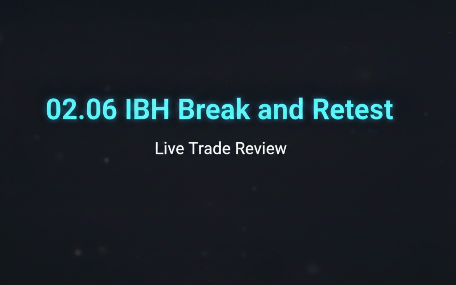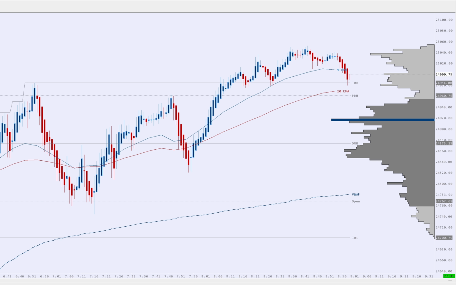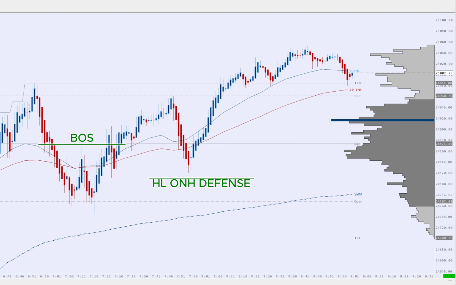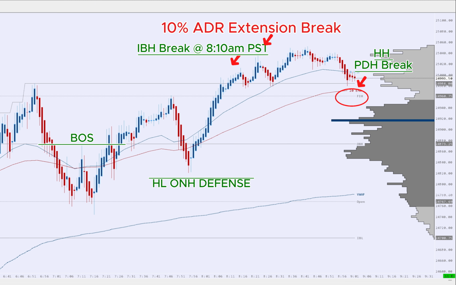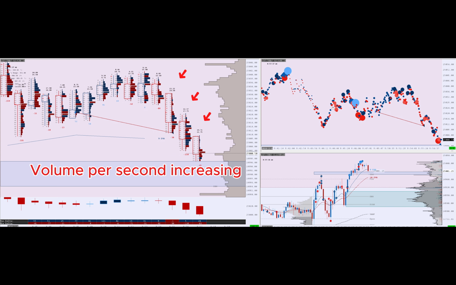Let's go through a quick example of a live trade recording where I took this IB high retest on February 6th. This will show my thought process as price is approaching IB and how I entered. So you can see here, we're making higher highs, higher lows, then overnight high holds, and we push to break above previous day high to make a higher high. And then we have an earlier IB high break at 8:10 a.m. So at this point, to me, all signs are pointing bullish. You can also see that price breaks above the 10% ADR extension before it pulls back into IB high for the second time. From here, we'll zoom in and take a look at the order flow.